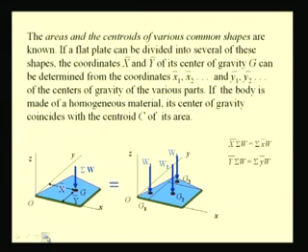From this we have x bar sigma A equal to sigma x bar A, and y bar sigma A is equal to sigma y bar A. So, in this way it is possible to find the location of the centroids of plates if they can be decomposed into simpler shapes.